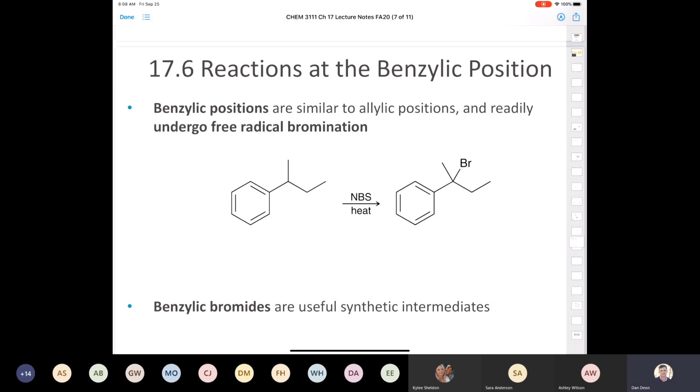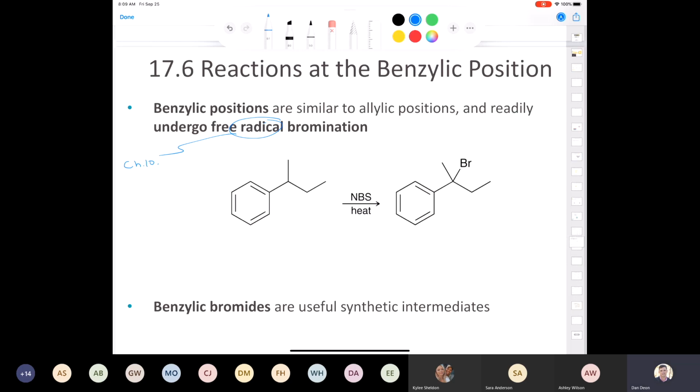All right, it says here that benzylic positions are similar to allylic positions and readily undergo free radical bromination. And this is what I was mentioning at the very beginning of the class, okay? We did a whole section on radical chemistry way back in chapter 10, okay? And that's why I was rambling on about allylic bromination a little bit at the beginning.